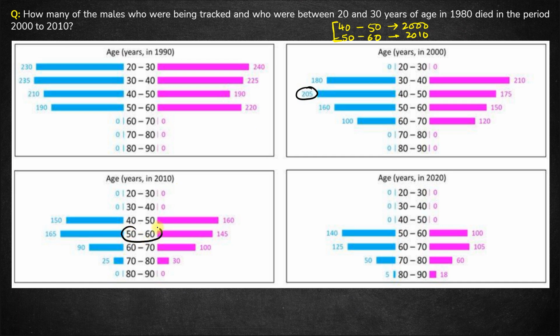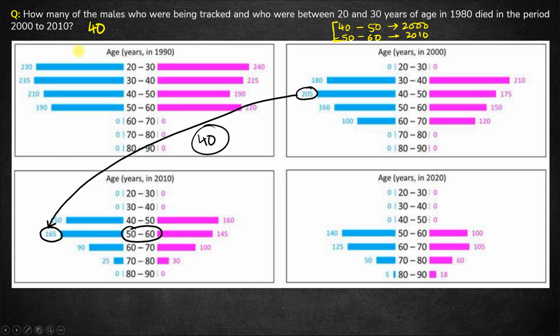That means in 2010 they will be in this age bracket. So there are 165 males alive in 50-60. Out of these 205 males, there are 165 males that are still alive, right? What we wanted to figure out is how many of them died in this period from 2000 to 2010. So out of 205, 165 are alive. The number of people who died would be 205 minus 165, which is 40. Hence the answer to this question is 40 males died.